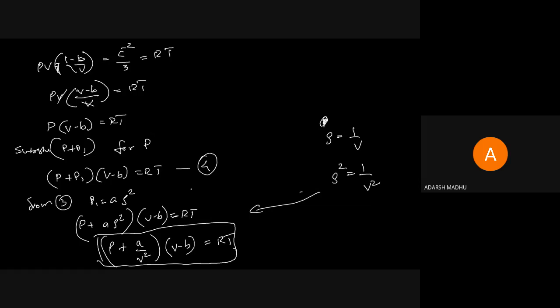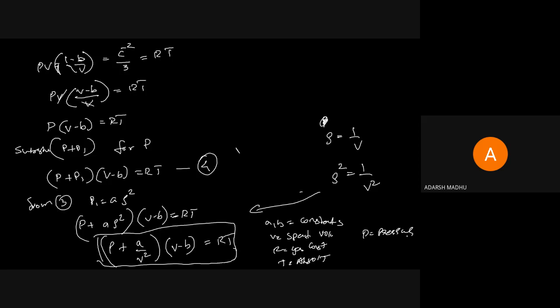And here, write A and B equal to constants. V equal to specific volume. R equal to gas constant. T equal to absolute temperature. P equal to pressure. A and B are constants.